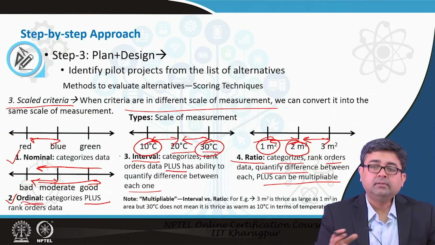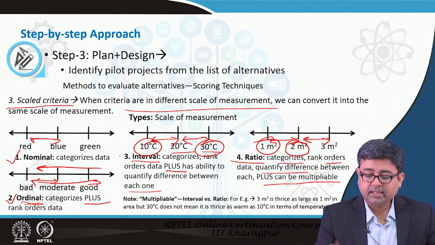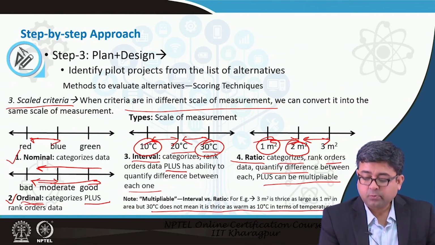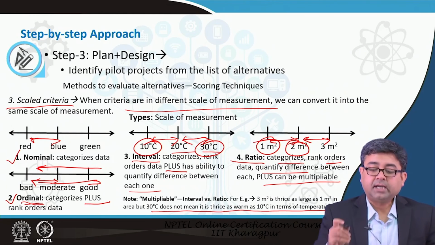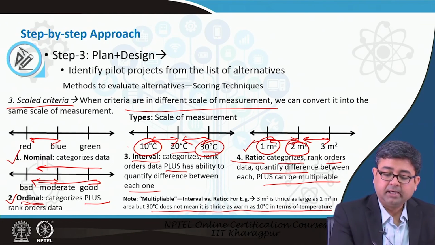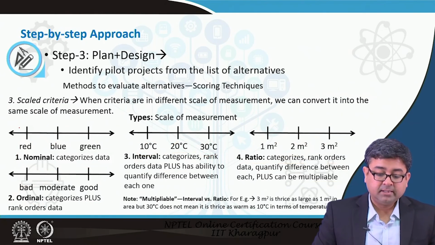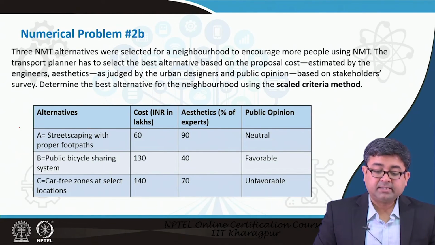You know the difference between them, but you cannot usually say that 30 degrees centigrade is thrice as warm. So, that is the difference between a ratio scale, an interval scale, an ordinal scale and a nominal scale. Now, in this example, it is the same.